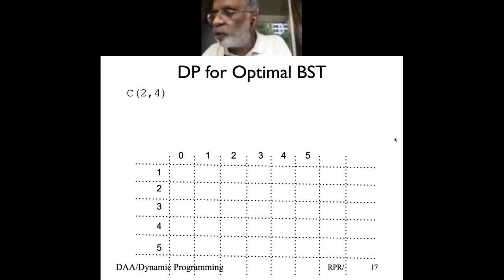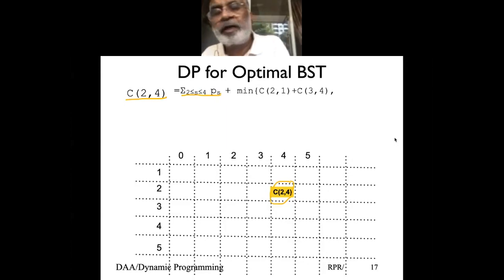So let's continue. We need to build C(2,4). To build this, we know it is the sum of probabilities 2 to 4, and from previously the min of C(2,1), C(3,4), C(2,2). So this is C(2,1), and this is C(3,4).